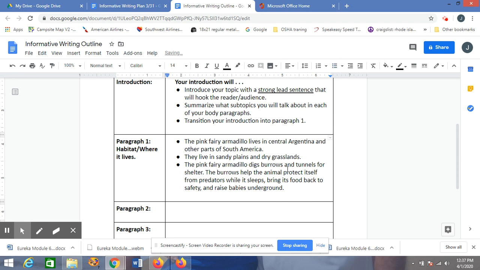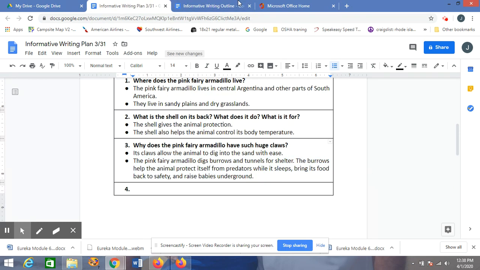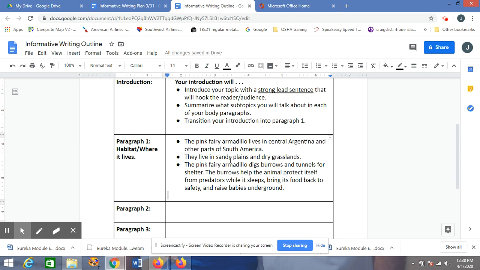So for me, that piece of information I had in another question, even though I was asking about the claws, answered another question for me about where it lives. Not only does it live in central Argentina and parts of South America, not only does it live in those sandy plains and dry grasslands, it lives in burrows and tunnels that it digs there, which help it build shelters and protect itself. So now you can see I got a lot of information in that paragraph. I have 3 points, and that's going to give me enough to write a big paragraph where all the information goes under one subtopic. It all belongs together in regard to habitat and where it lives.